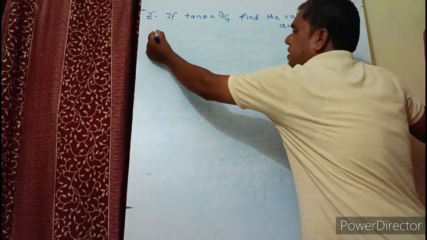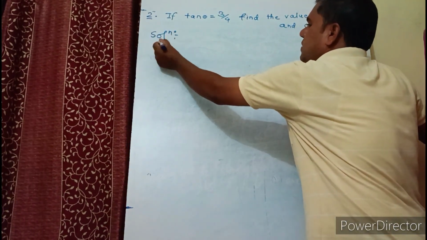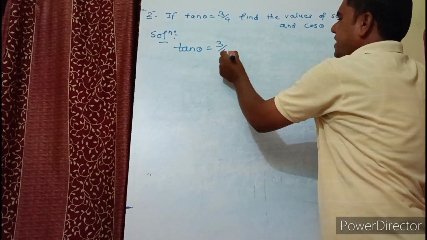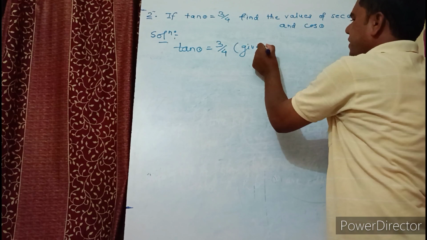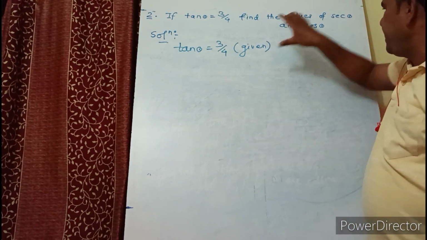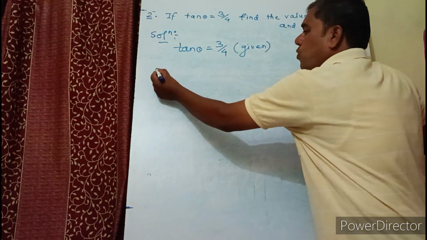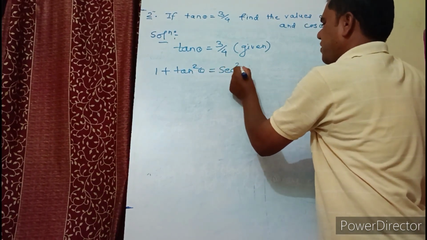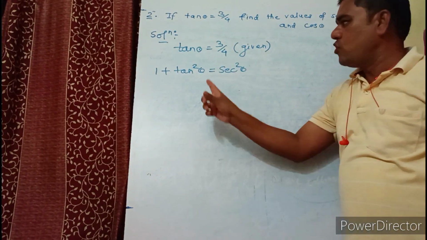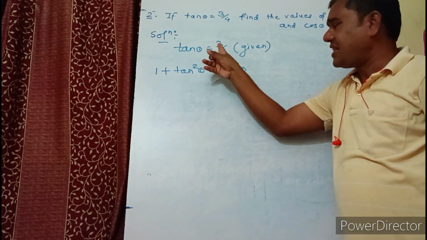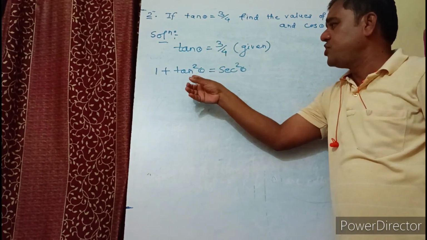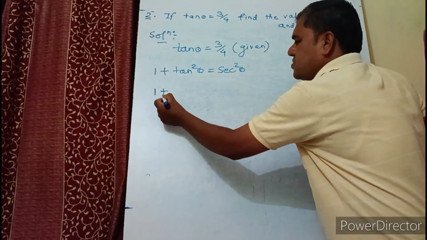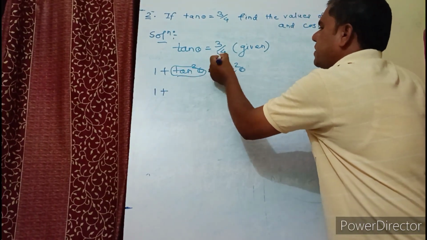Now in the solution part, write down the solution here. The given value is tan theta equal to 3 by 4, written in brackets as the given value of tan theta. We know the relation between tan theta and sec theta, that is 1 plus tan square of theta is equal to sec square of theta. Now by putting the value of tan theta, that is 3 by 4, we can easily find the value of sec theta: 1 plus the value of tan theta, which is 3 by 4.